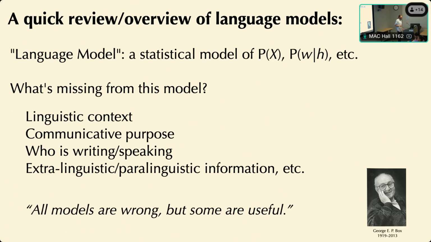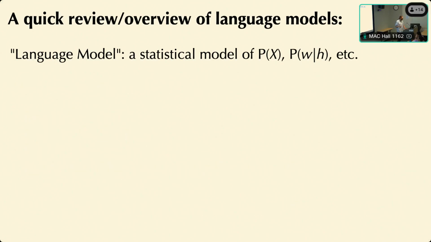So there's the great George Box quote about all models are wrong, some are useful. This is an example of a model that is both wrong and useful. It's wrong in that there are a lot of parts of language that a probabilistic word-based language model does not capture. But there are some useful things we can do with that model.